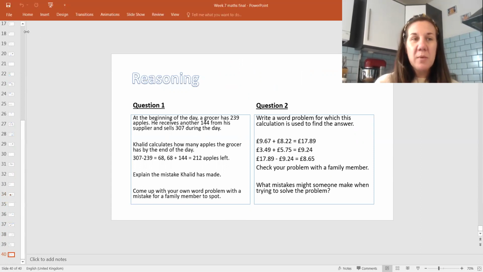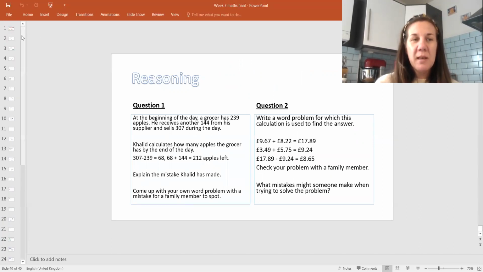Hopefully you'll be able to apply some of the skills that you've been learning across the year, and read back over some of these slides if you need to address any of the problems that you're having. I really hope that you can show some really good multiplication and division skills, and word problems, always find them quite interesting to do. So I hope that you enjoy working out the answers.